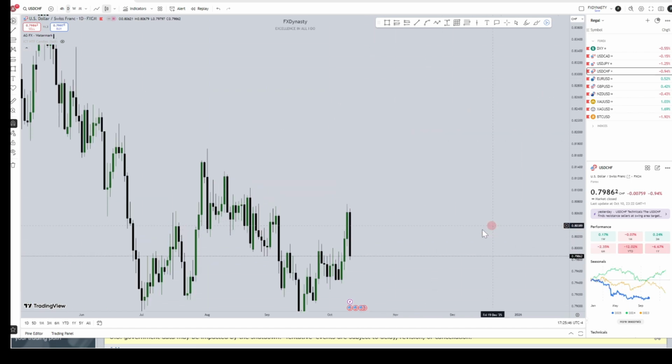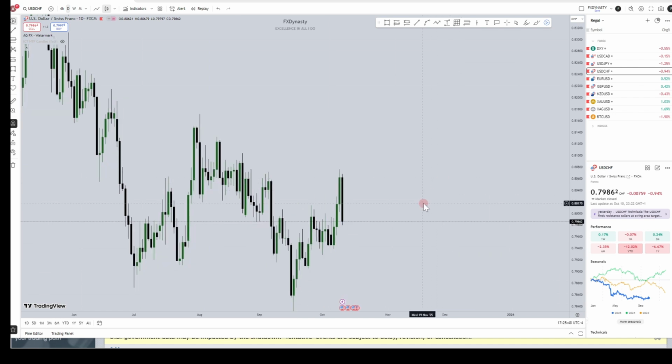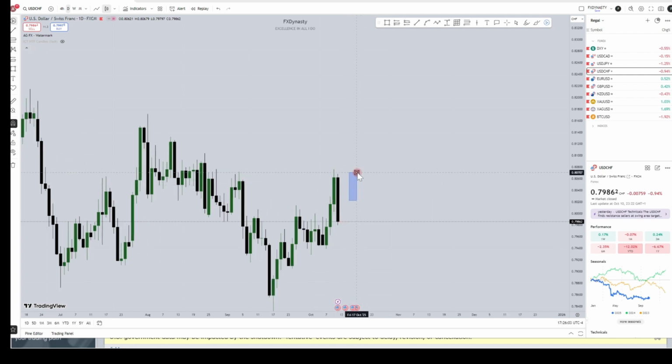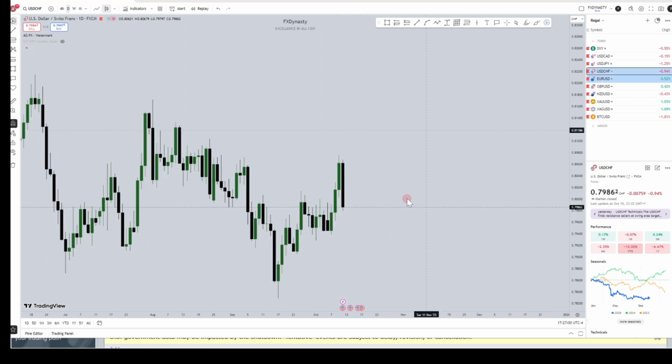So USD CHF, we are already in this fair value gap, and we'll have some other blocks here too. So we should expect price to continue pushing higher. So for USD CHF, we will expect price action to continue bullish coming in this week.